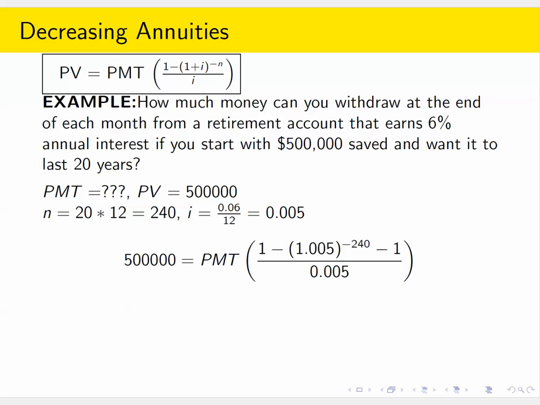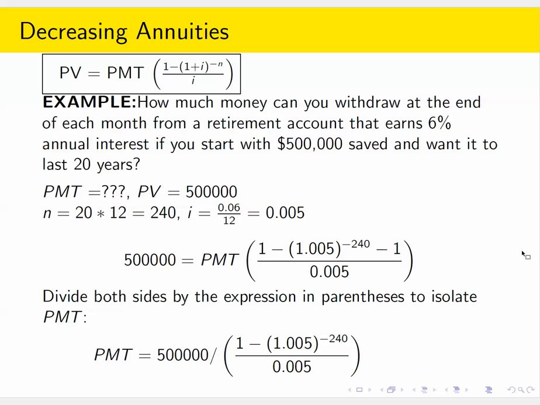Plug all of that into the decreasing annuities formula that we see at the top of the screen. And the quantity we're trying to isolate, PMT, is isolated if we just divide both sides of the equation by the big expression in parentheses. You can then plug that into your calculator and you end up with approximately $3,582.16.